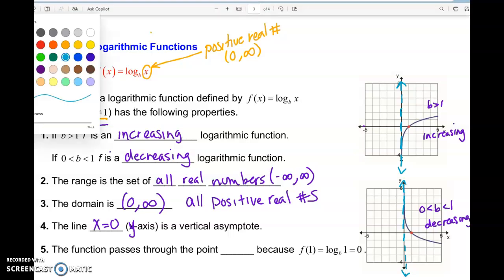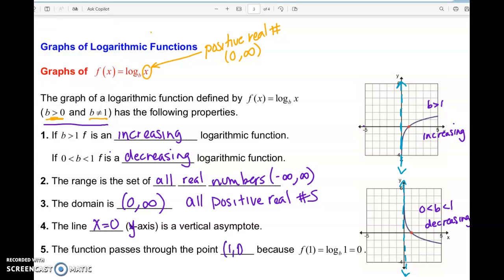And the last thing here is the function passes through the point (1, 0). The reason both of these functions pass through that same point is that if you evaluate log base b of 1, you always get 0. No matter what your base is, anything raised to the 0 power will equal 1. So that is a point that's in common.